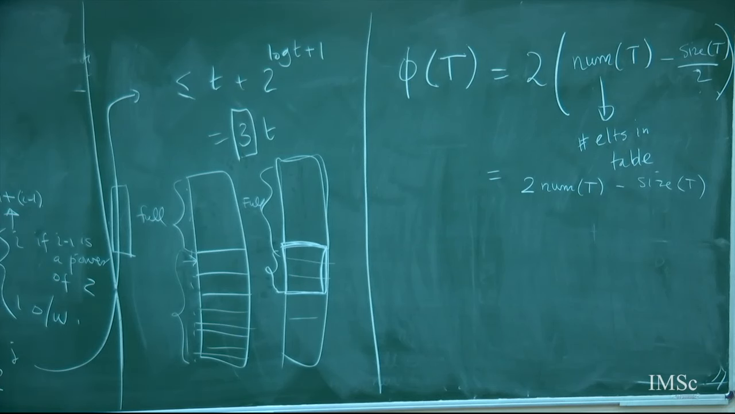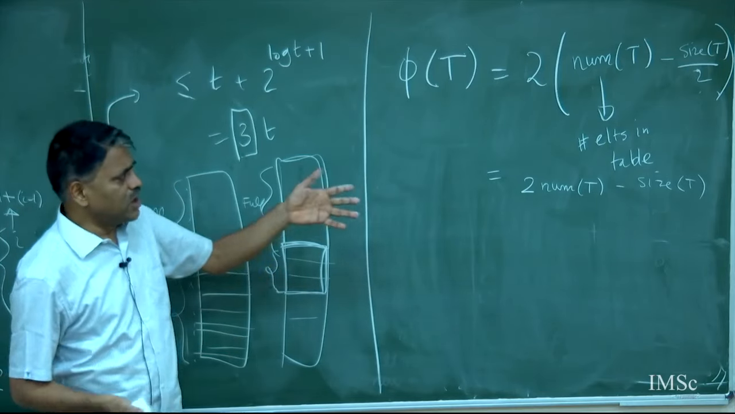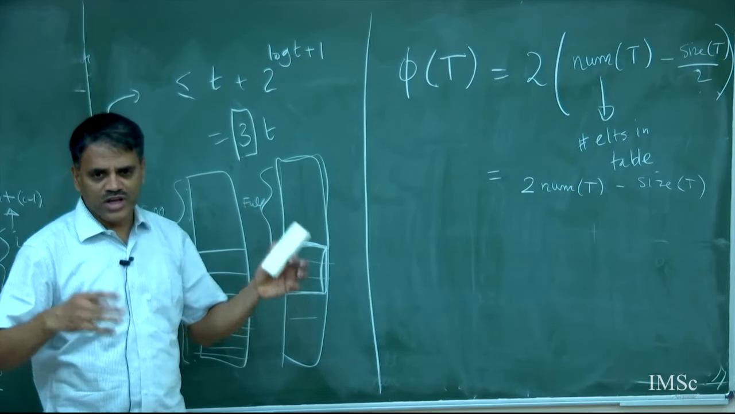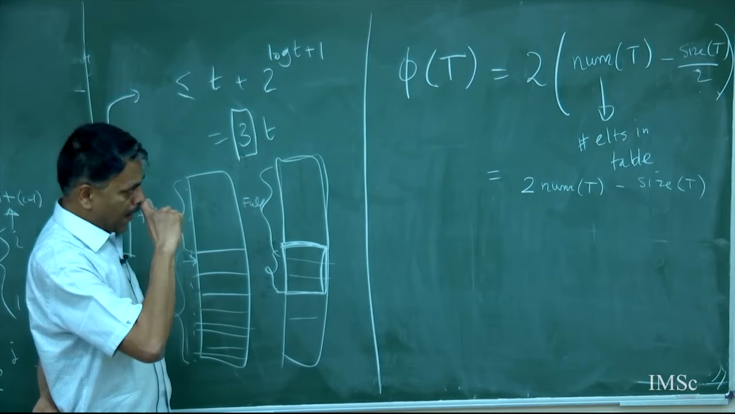Somehow, I mean, even here it is not magic. Somehow we worked our way through and figured out what the potential should be. First thing is the potential should always be greater than or equal to 0. In our argument, which we did not use, is this always greater than or equal to 0? Why is it always greater than or equal to 0?